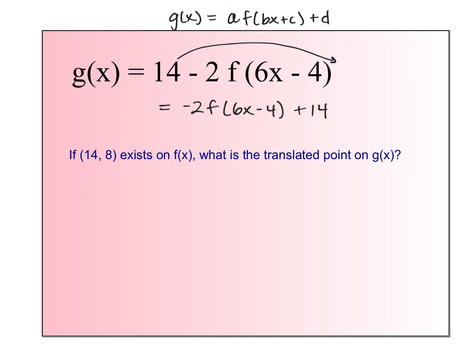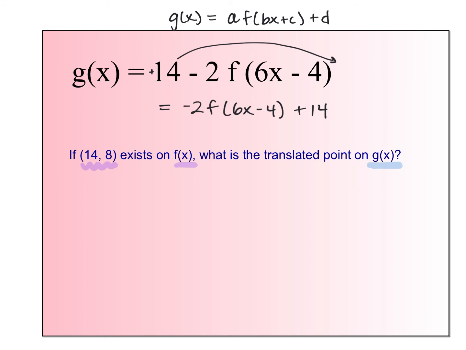Just moving that plus 14 to the end so that I can see that it's my vertical translation. So I want to identify first what's happening in this function so that I then can apply it to a transformation of a point. My final question here is: if my original point (14, 8) exists on f(x), what would be the translated point on my new function g(x)?